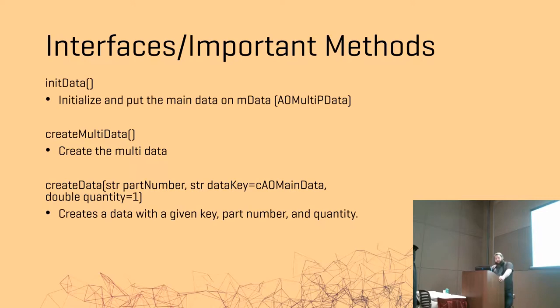And then we have this create data method. We're passing in a part number, also a key for the data to be stored on the multi-data, as well as a quantity for that part. With this, we're able to quickly create a data as we need to. And I'll set the quantity, which is one of those little things that's nice to have when you need it.